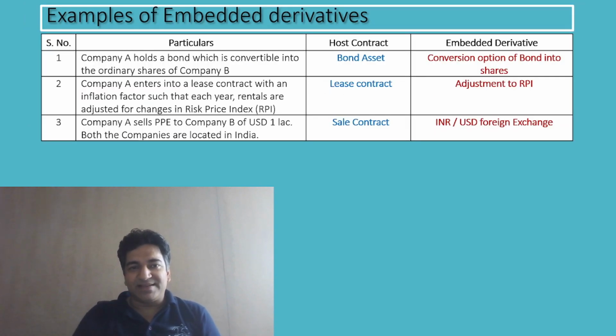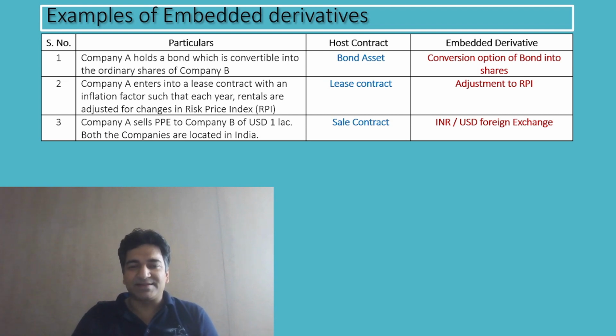Guys, let us see a couple of examples wherein we will see what a host contract is and what an embedded derivative is. Example number one: company A holds a bond which is convertible into the ordinary shares of company B. Here the bond is the host contract and the option to convert the bond into shares is the embedded derivative.